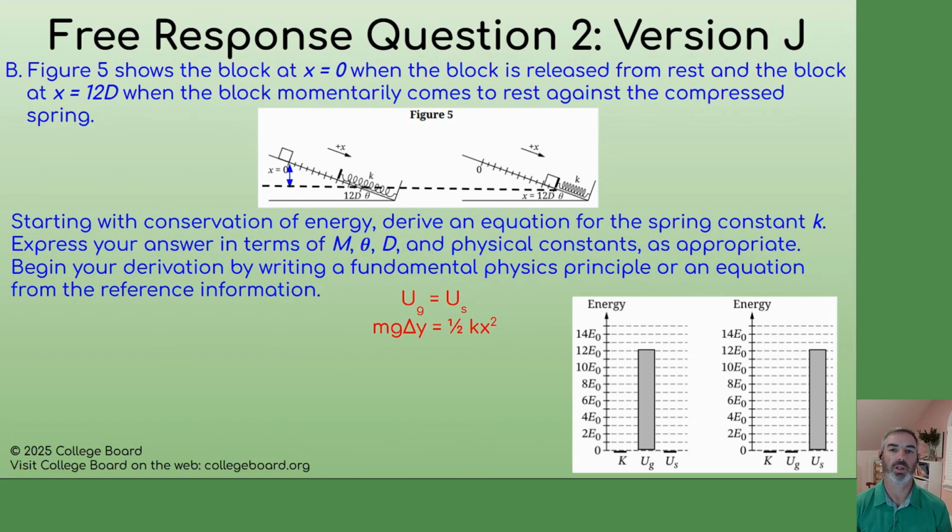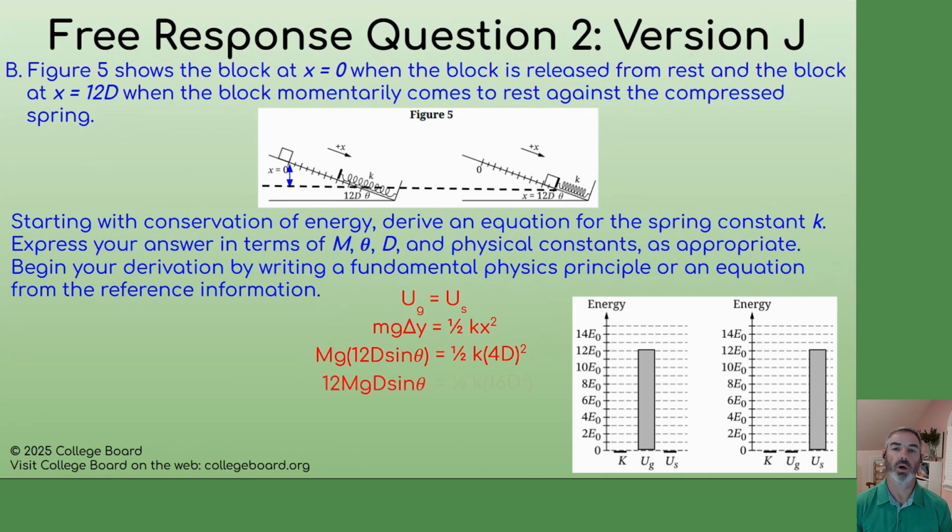So the hypotenuse is going to be a total of 12d times sine theta. So we can substitute 12d sine theta in for delta y, and that's going to equal 1/2 kx squared. Well, x starts compressing at 8d, and then it's done compressing at 12d, so it compresses a total of 4d, so that gives us 1/2 k (4d) quantity squared. Now we just have to go through and simplify.